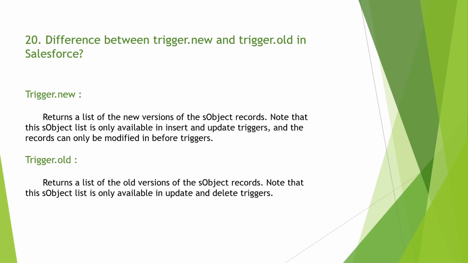Trigger.old returns a list of the old versions of the subject records. Note that this subject list is only available in update and delete triggers.